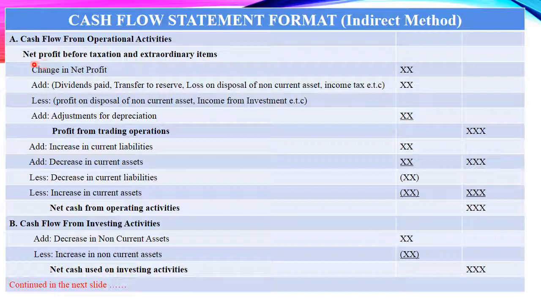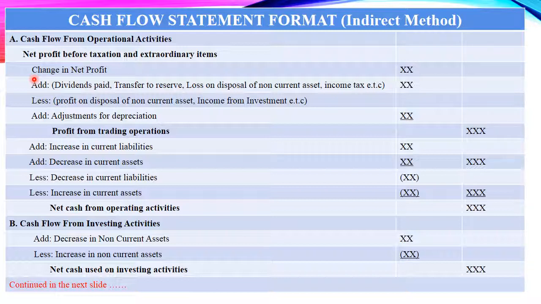Under the cash flow from operational activities, we start by getting the net profit before taxation and extraordinary items. Under this, we start by taking the change in the net profit. To get the change in the net profit, you look at the difference in the different periods that you are given. You'll be given two periods, maybe year 1 and year 2. Get the difference in the net profit. To that change in the net profit, you add the items that are likely to reduce the net profit.